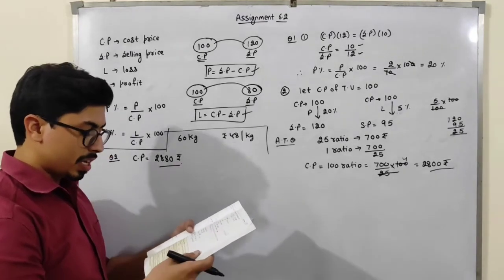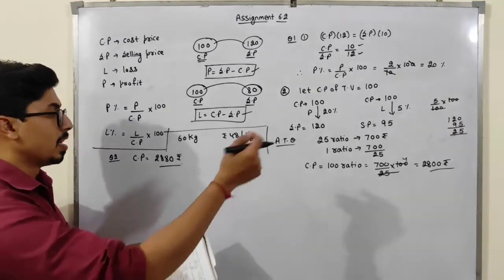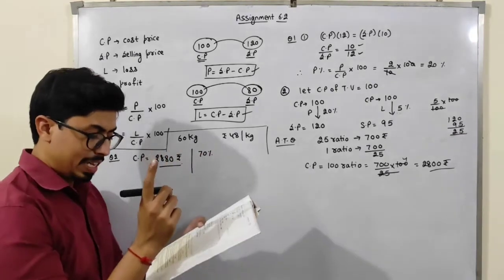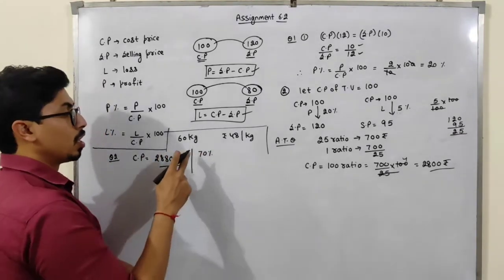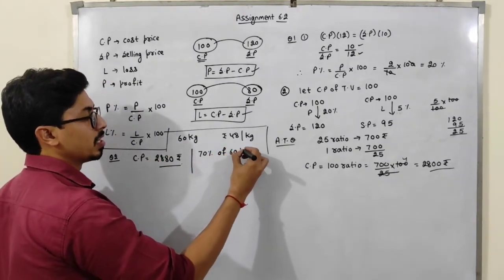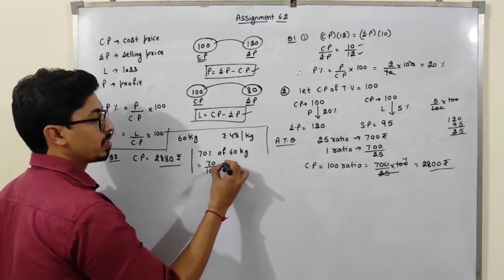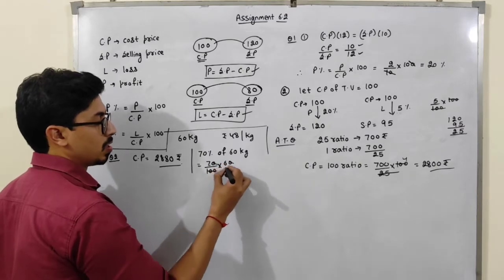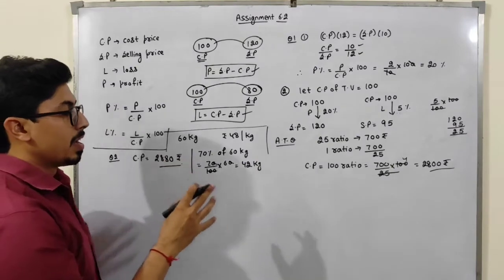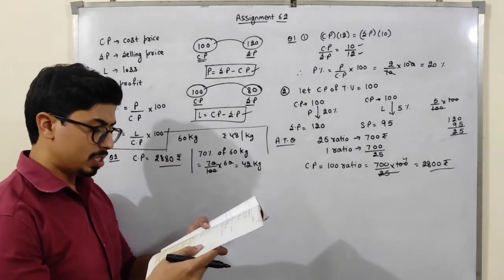Okay, now students, he sold 70% of the mangoes at 60 rupees per kg. Now see, 70% of the mangoes, total mangoes are 60 kg, so 70% of 60 kg will be how much? 70 upon 100 into 60. So this will be 42 kg. So that means he sells 42 kg of mangoes at how much rate, students? 60 per kg.